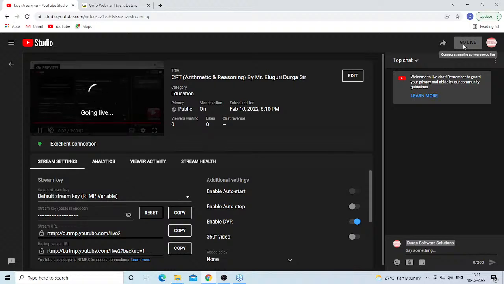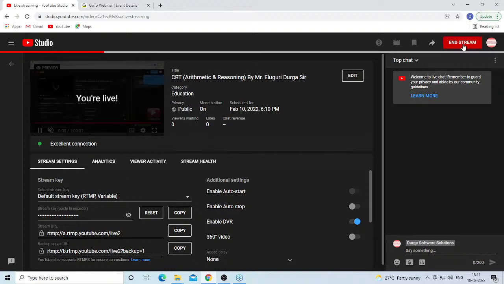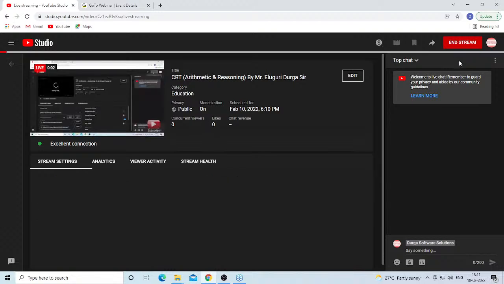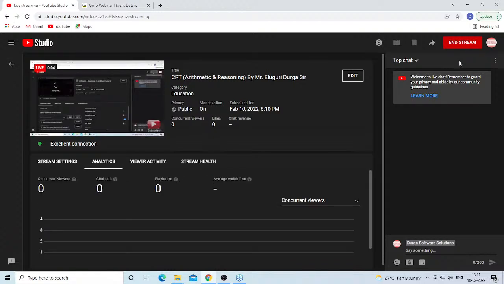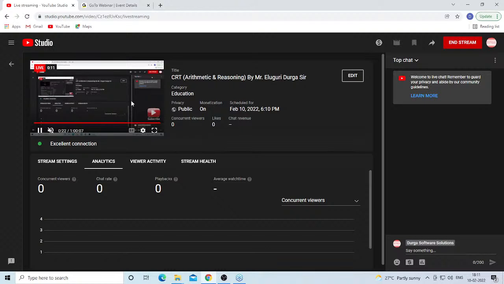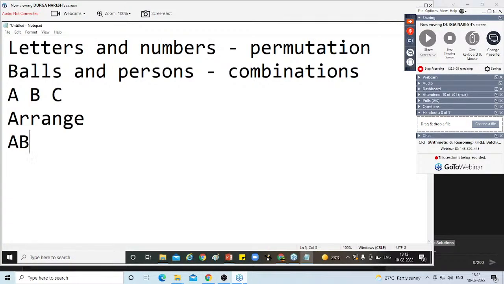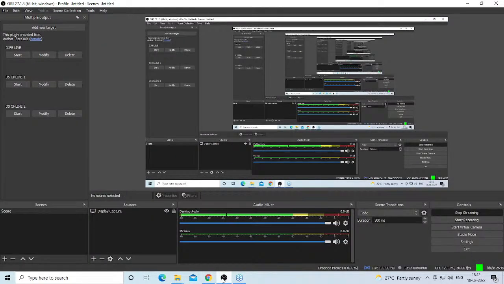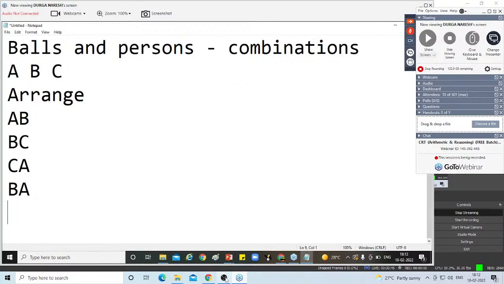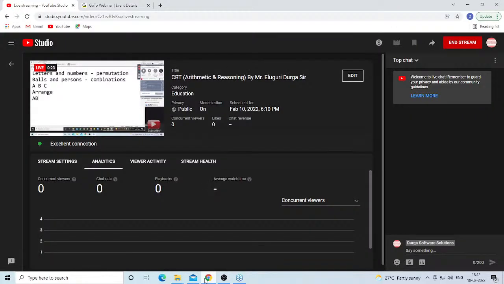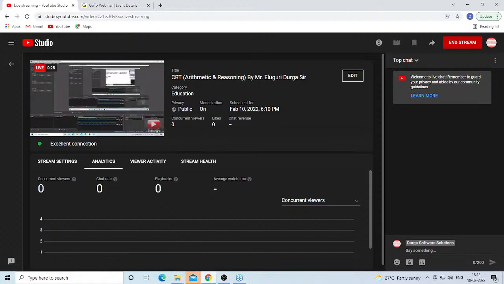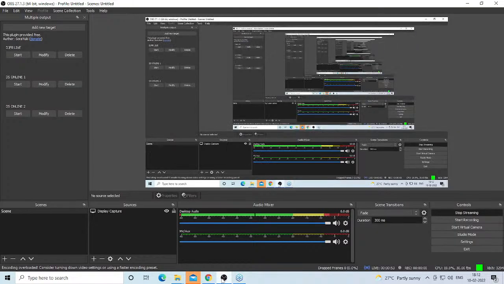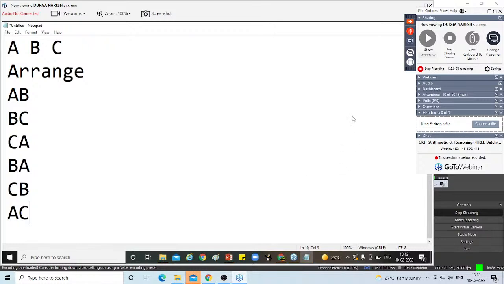Where and how to use this concept? What exactly is the difference between permutation and combination? There are three different letters: A, B, C. If you want to arrange these letters by taking two at a time: AB, BC, CA, BA, CB, AC. So in total, how many arrangements are there? There are 6 different arrangements.